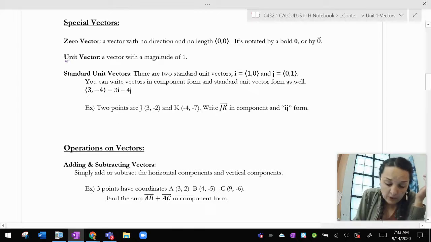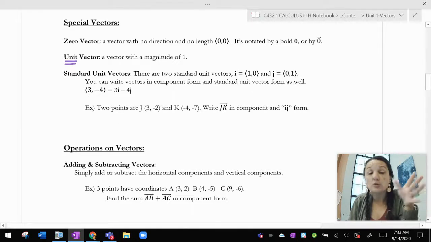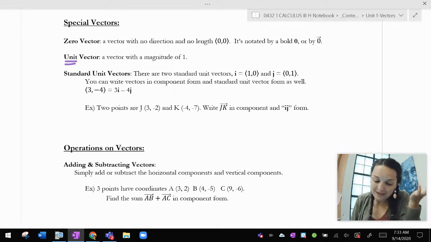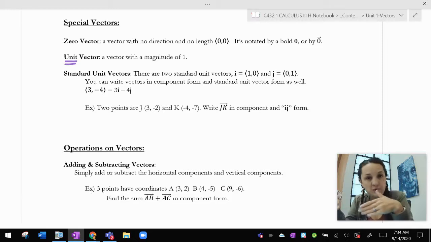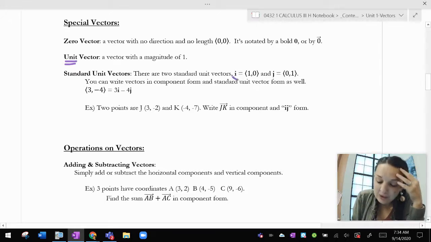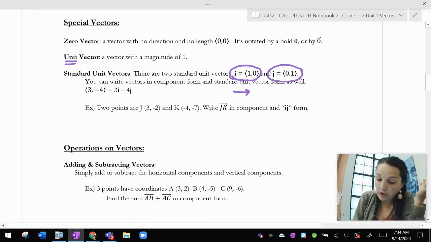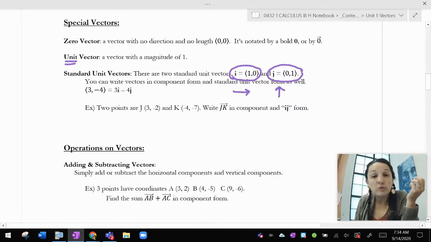A unit vector, we're going to use those a lot. That's any vector whose magnitude is 1. Standard unit vectors. There are also standard unit vectors. Okay, so any vector with a length of 1 is called a unit vector. And your standard unit vectors are vectors i and j. Once we get into 3D, we're also going to add a k to that. But the i standard unit vector is the vector <1, 0>. And the j standard unit vector is the vector <0, 1>, where i is a horizontal unit vector and j is a vertical unit vector.